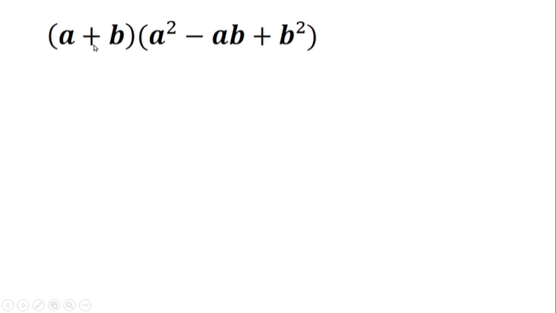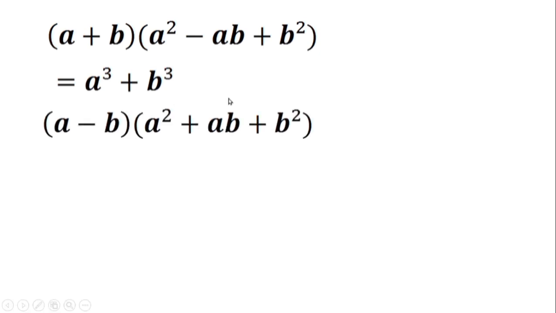This is plus on the binomial a plus b, and this is a squared minus ab. Then the third term, the last term, is the square of the second term of the binomial. So this will result in a cube plus b cube. So this is the sum of two cubes.